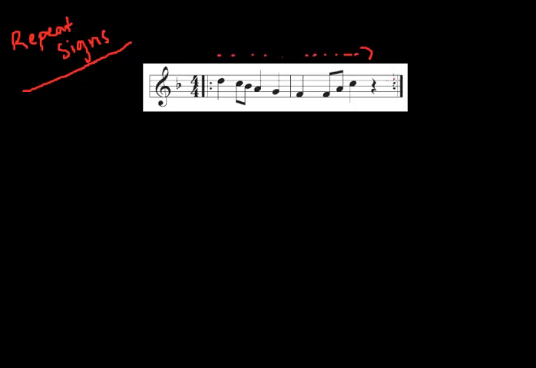And we reach this colon, I guess you know what a colon is. You reach these two dots with the double bar line. Well, that tells us we have to go back and find exactly the same looking symbol with two dots and a double bar line. So this instructs us to repeat that passage.